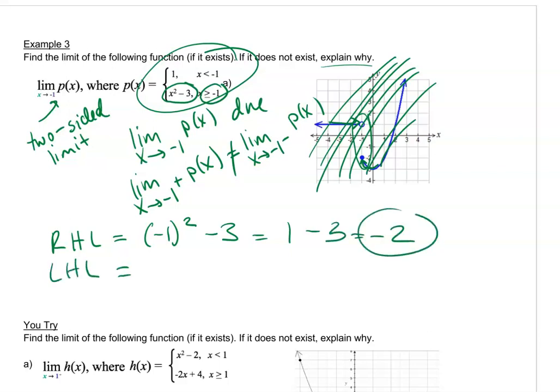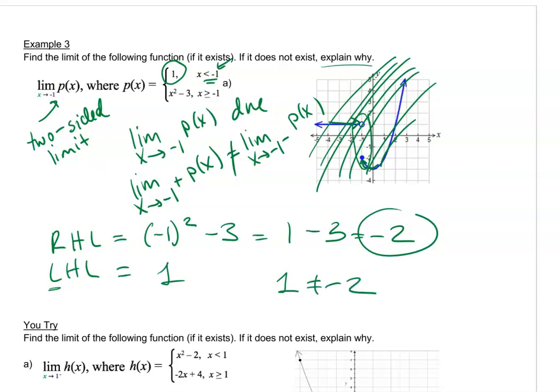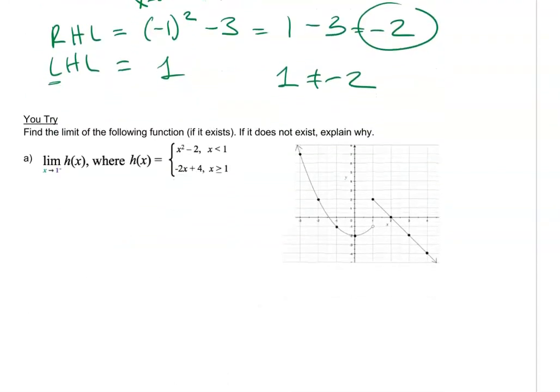I could find my left-hand limit by looking at what the values of p of x equal for values of x that are less than negative 1. So I know I'm on the left, and I can see that that equals 1. Since 1 is not equal to negative 2, my right-hand limit does not equal my left-hand limit. Therefore, the limit at negative 1 does not exist. You go ahead and try this one.